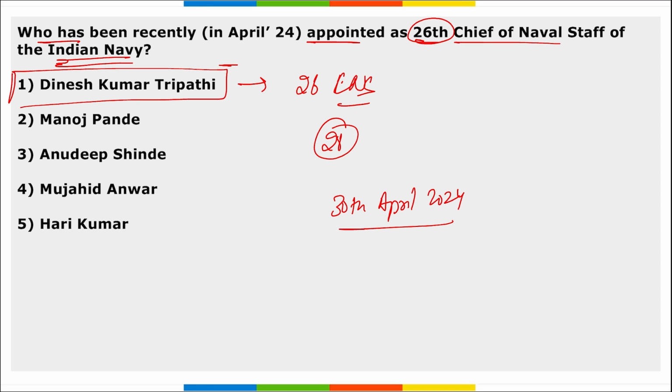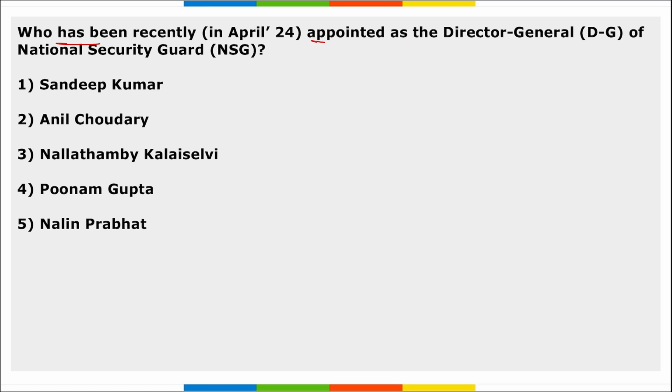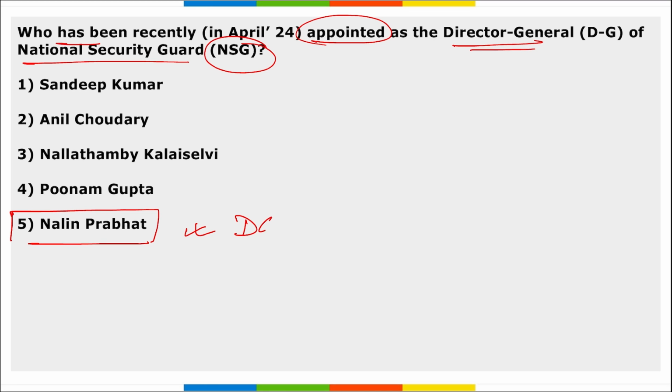Next, who has been recently appointed as the Director General of National Security Guard, that is NSG? Nalin Prabhat has been appointed as the Director General of NSG, National Security Guard. He is currently serving as the Additional Director General in the CRPF in Jammu and Kashmir.